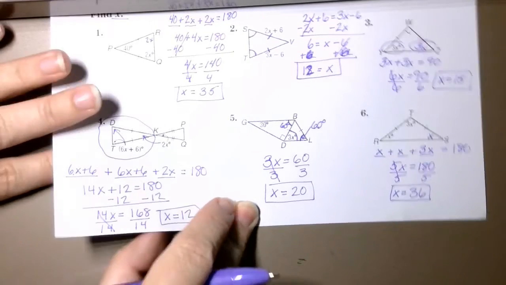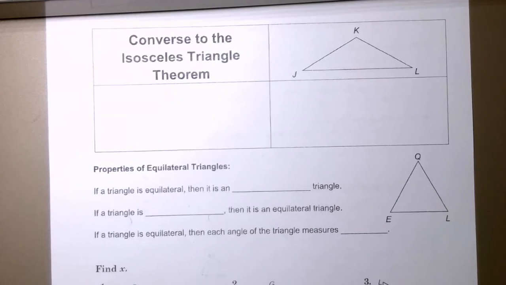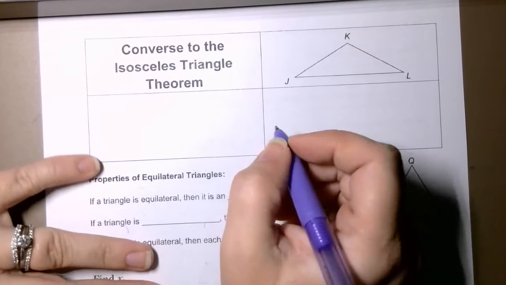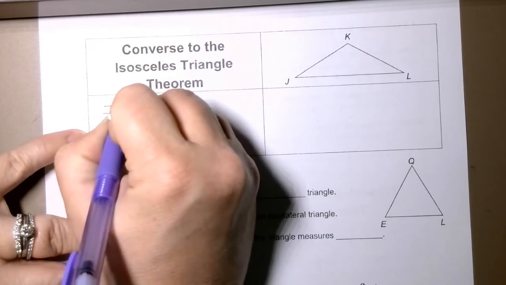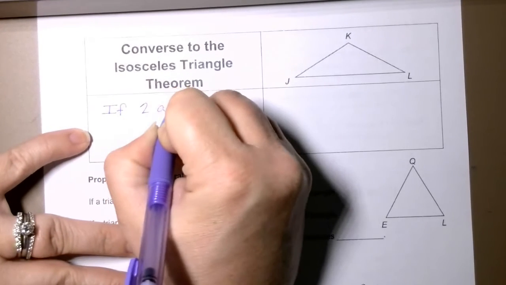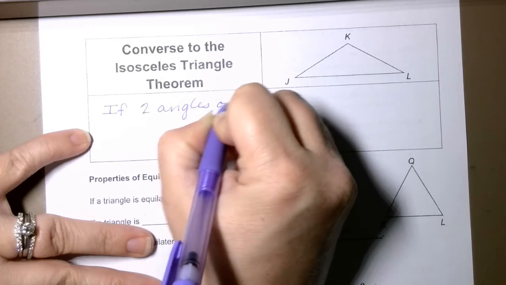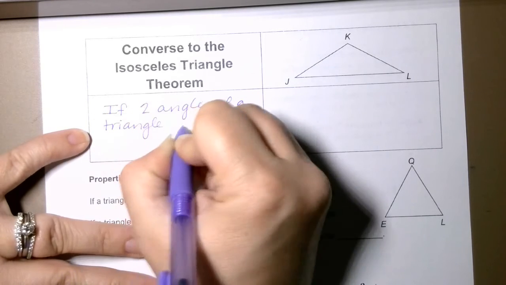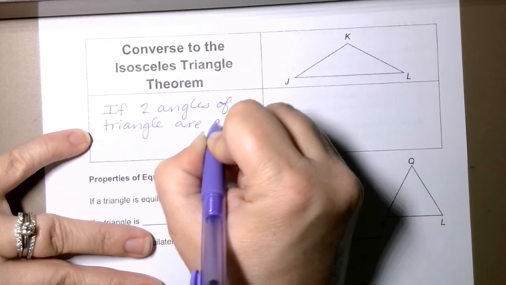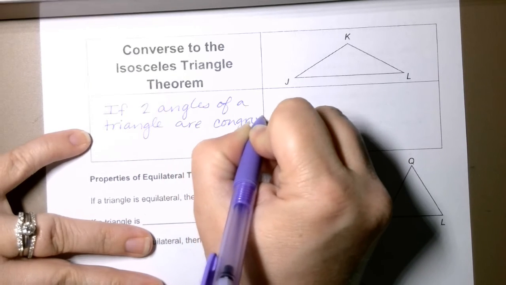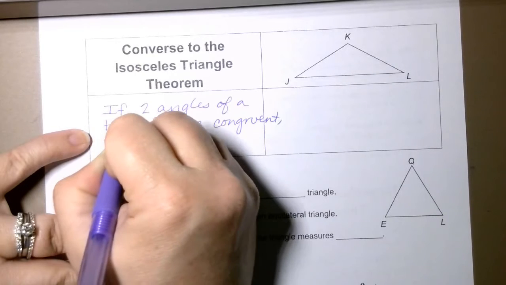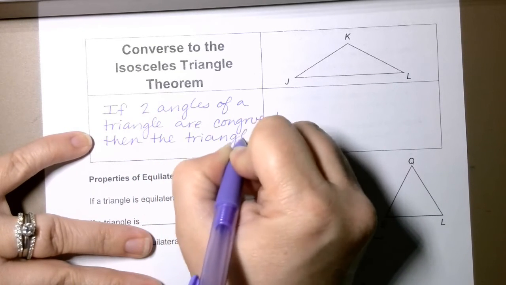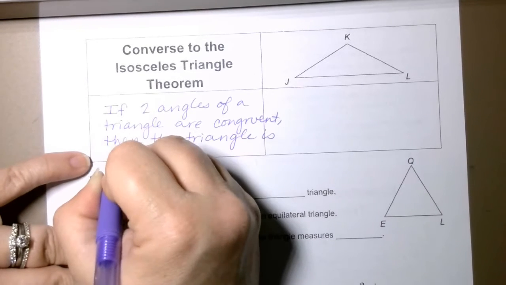Okay, let's turn it over. The converse to the isosceles triangle theorem says if two angles of a triangle are congruent, then the triangle is isosceles.